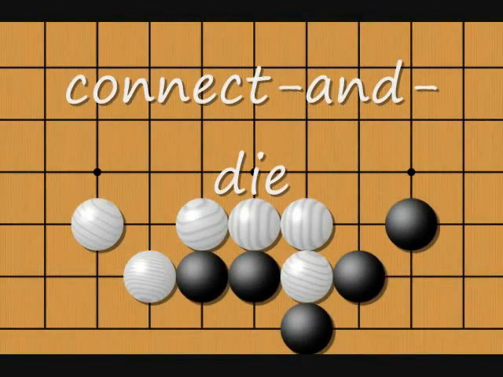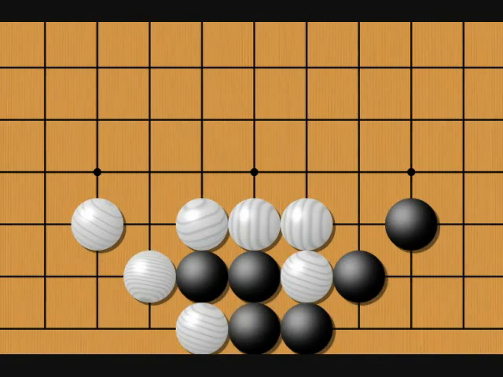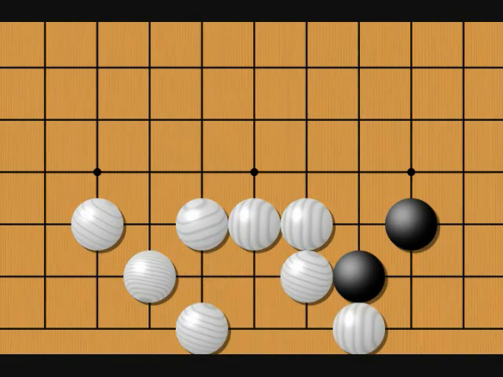Connect and die is a pattern wherein a group that's in atari can connect to other stones, but the resulting group is still in atari and can be captured. To capture two black stones, white only needs to play here. Although the stones could connect, it would only mean that white gets to capture more.